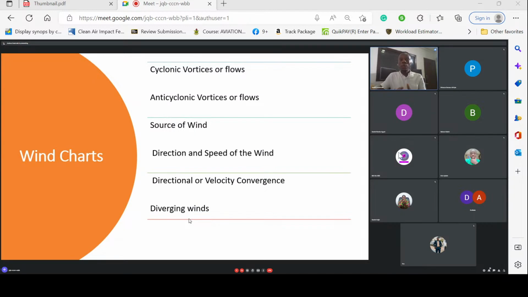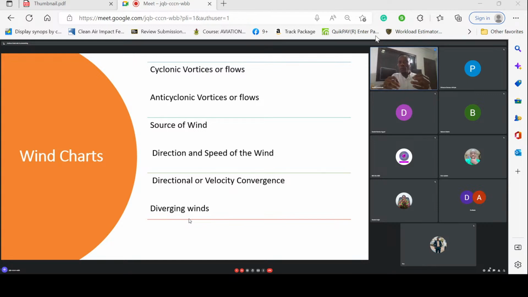In that case, all the winds are moving in the same direction, but the speed is actually different. It's like two people running. Let's assume that we are all running with the same speed. We are never going to collide if we are moving in the same direction with the same speed. But the moment the person in front of us decides to reduce the speed, then if you maintain the initial speed that you had, in a matter of time you just collide with that person. So that's what we mean by velocity convergence.